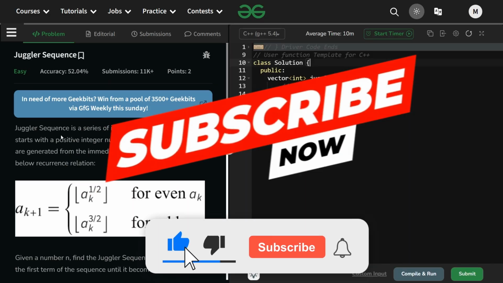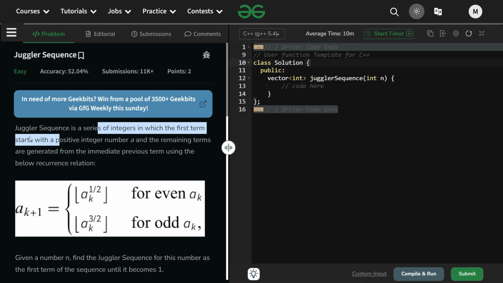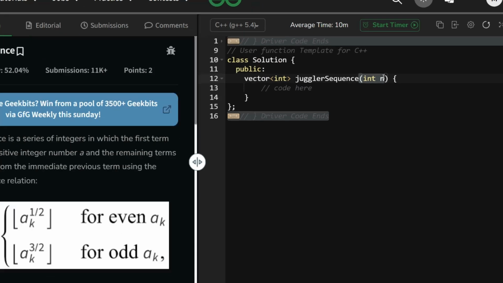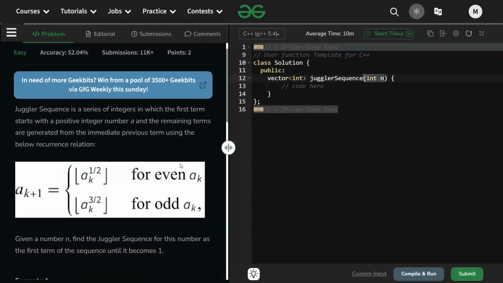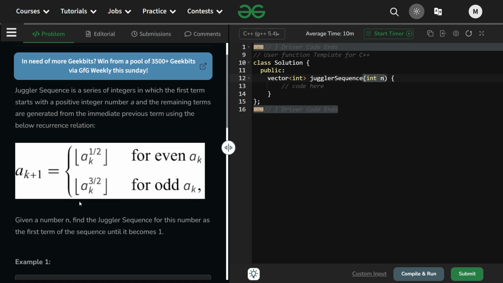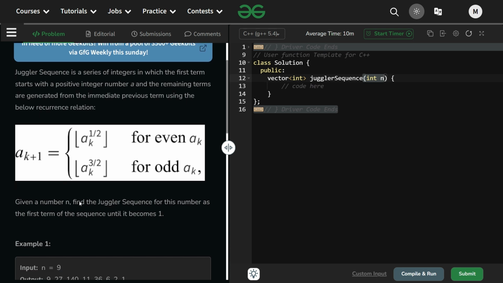Okay, the question says that we have been given a series of integers in which the first term starts with a positive integer. This positive integer is given to us as n. I hope there is no problem in understanding that. Now the next term will be, if this term is even, the next term will be its square root, otherwise it will be the square root of its cube, right? Okay, now we have to make the vector of the series until the last term is 1.